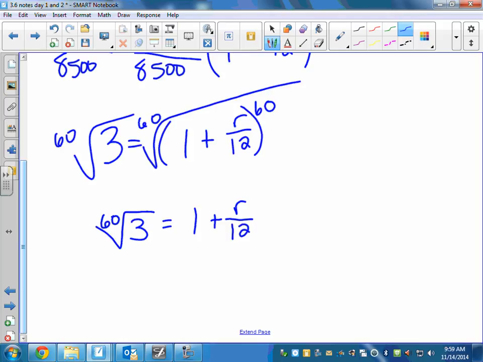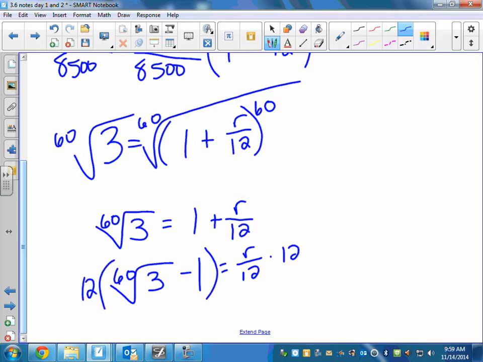Subtract 1. Yes, I would subtract 1 and then multiply by 12, but as long as you multiply everything by 12, you can multiply by 12 first, and then you just subtract 12. No matter which way you do it, the 60th root of 3 minus 1 gives me R over 12, and then I multiply by 12 at the end. Let's see if you did your decimal earlier if we get the same answer. I'm going to take 12 times the 60th root of 3 minus 1.